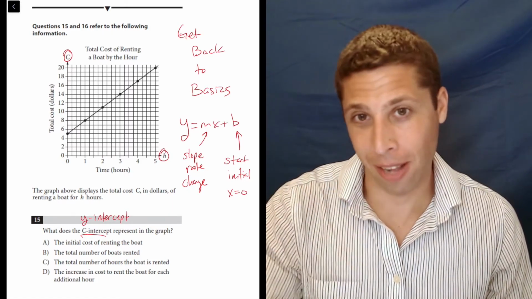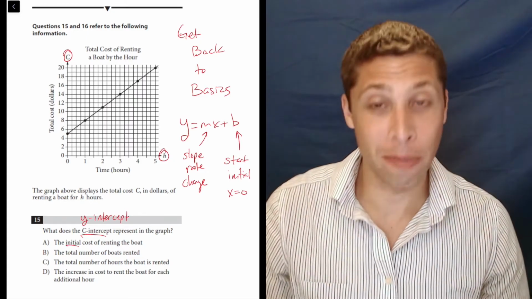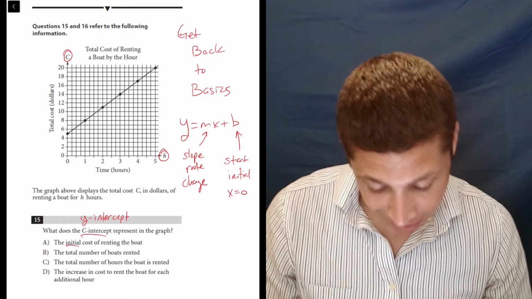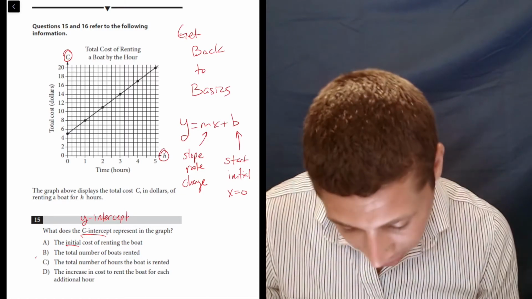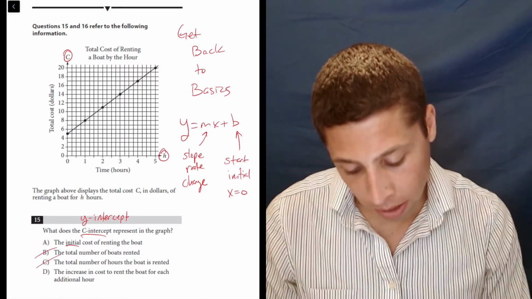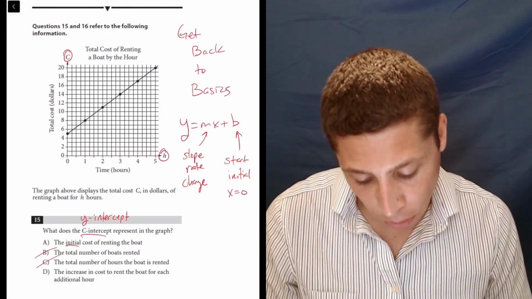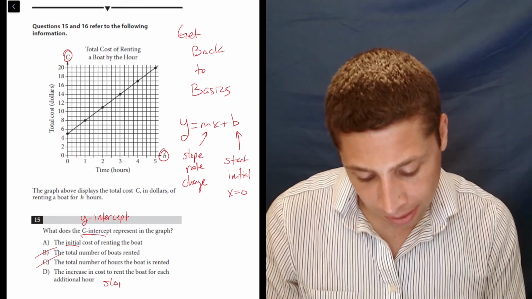Which choice sounds like a starting point? Choice A, the initial cost of renting the boat. That sounds pretty good. B, the total number of boats rented. Nope, that sounds like an ending point. C, the total number of hours the boat is rented. Nope, that sounds like an ending point. And D, the increase in cost to rent the boat for each additional hour. That sounds like a slope.